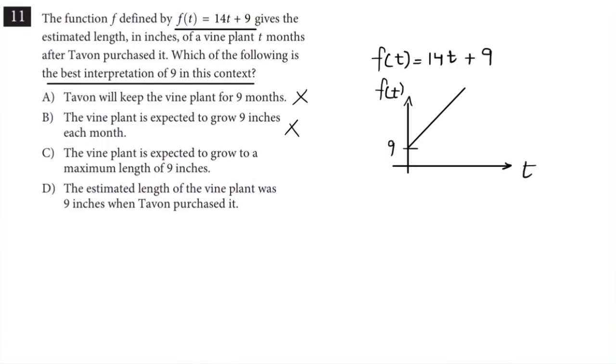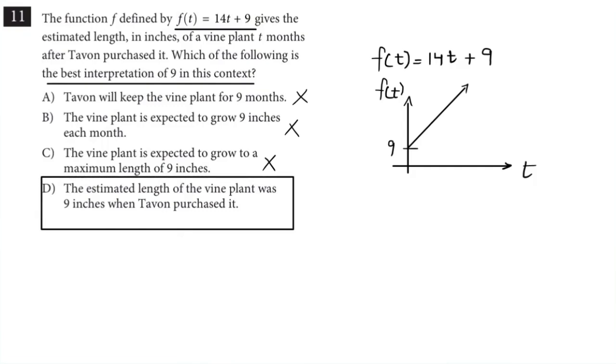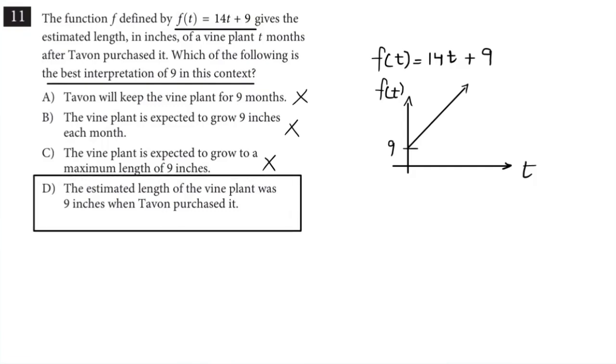The wine plant is expected to grow to the maximum length of 9. There is no maximum in lines unless there is some domain given. So since no domain is given, this is wrong as well. So you can ballpark the wrong options and pick the correct one. But let's see what option D says. The estimated length of the wine plant was 9 inches when Tevin purchased it. So that is correct.